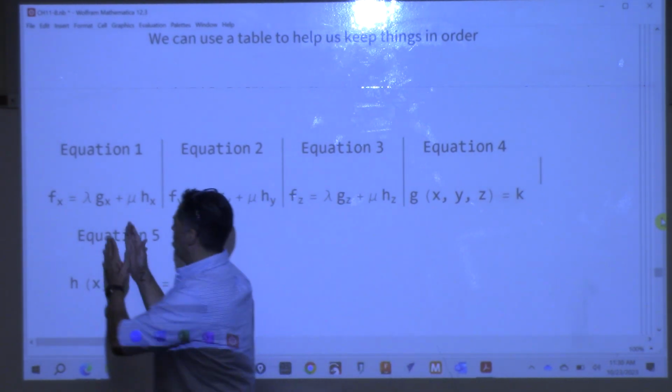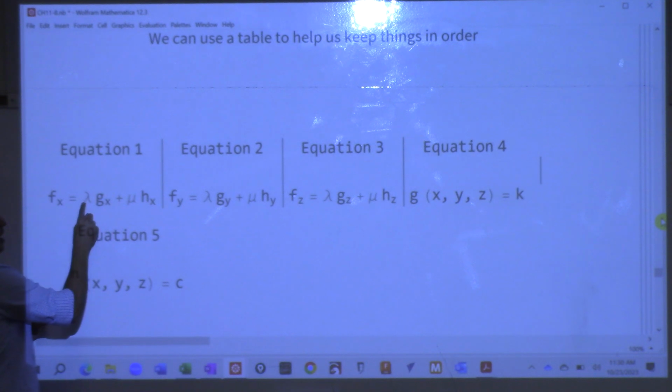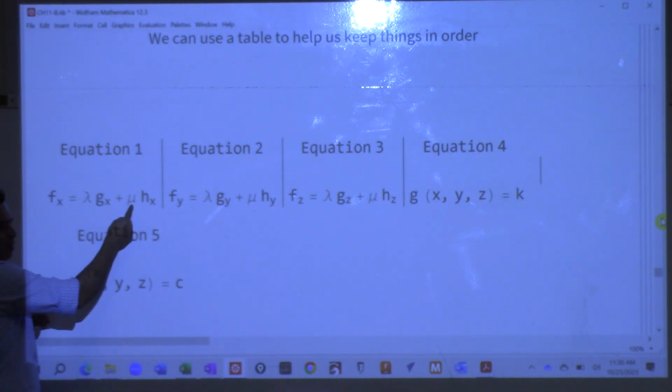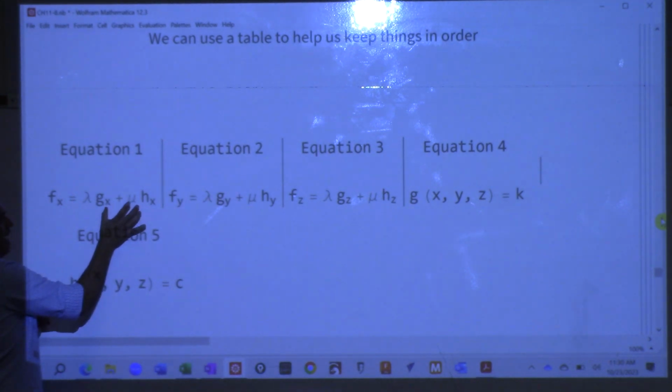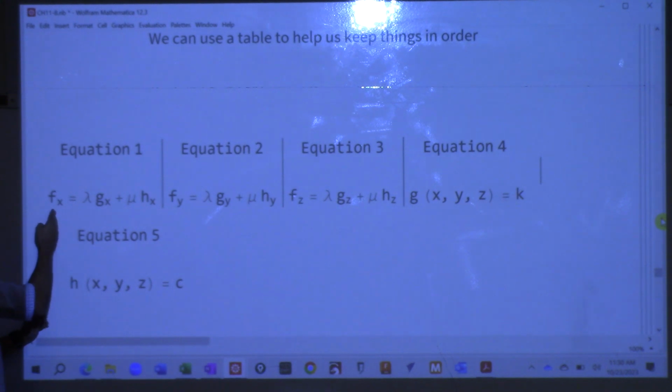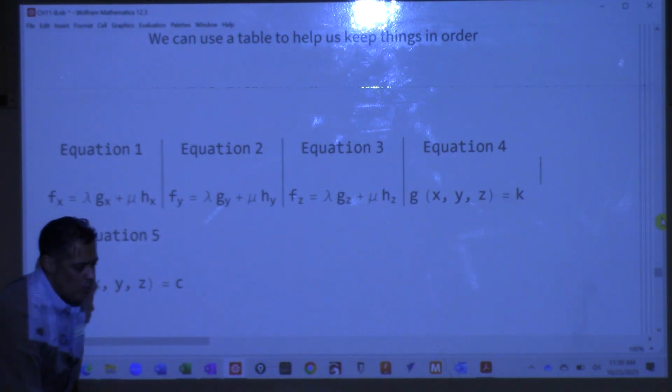What we do is when we do this, we have to add another variable, which we don't know. We call this lambda, that's mu, and then partial of h with respect to x. These two added together have to be equal to this, and then so on and so forth. So let me show you a setup on one.